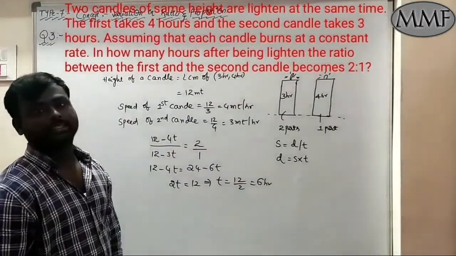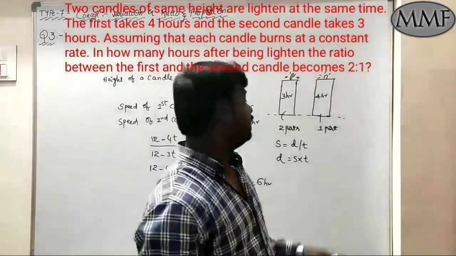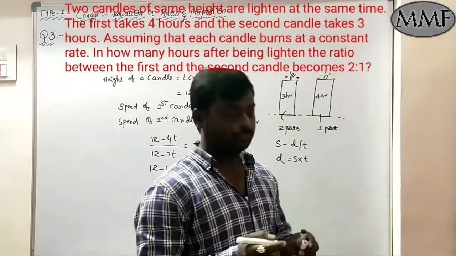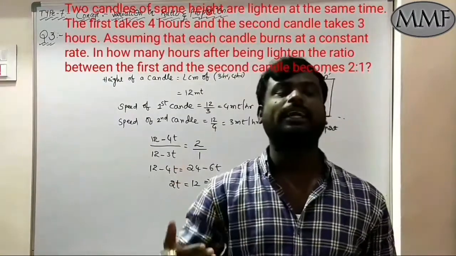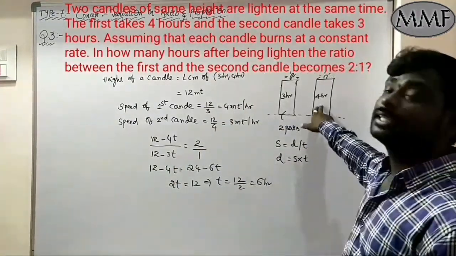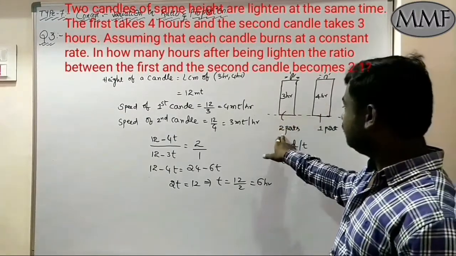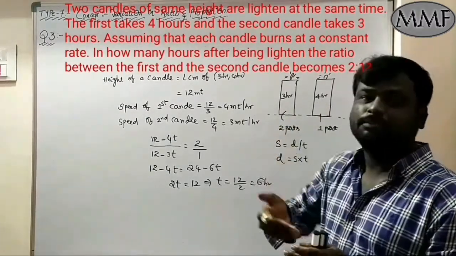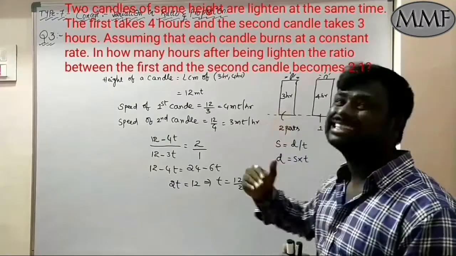After 6 hours, they are burning at a constant speed in the ratio of parts 2:1. It means the first candle is burned 2 parts, the second candle is burned only 1 part. Clear or not? That's why this candle takes 4 hours. The first candle burning 2 parts means it is burning fast. That's why it is taking less time, 3 hours.